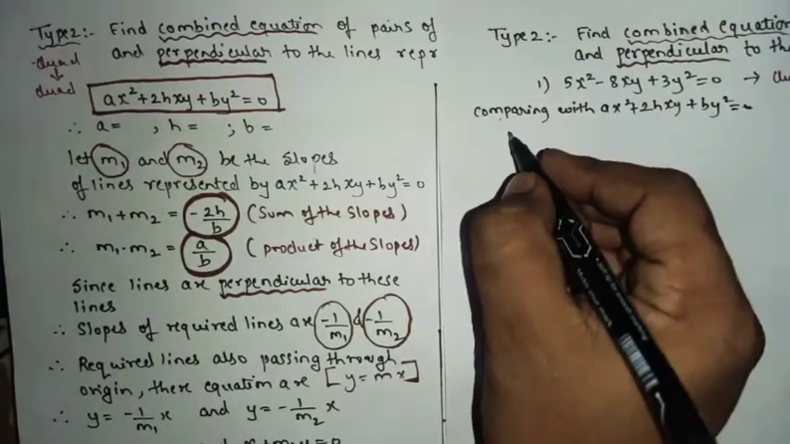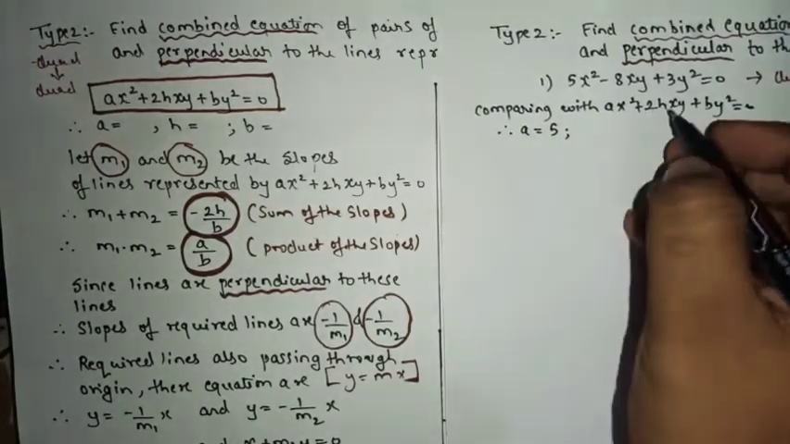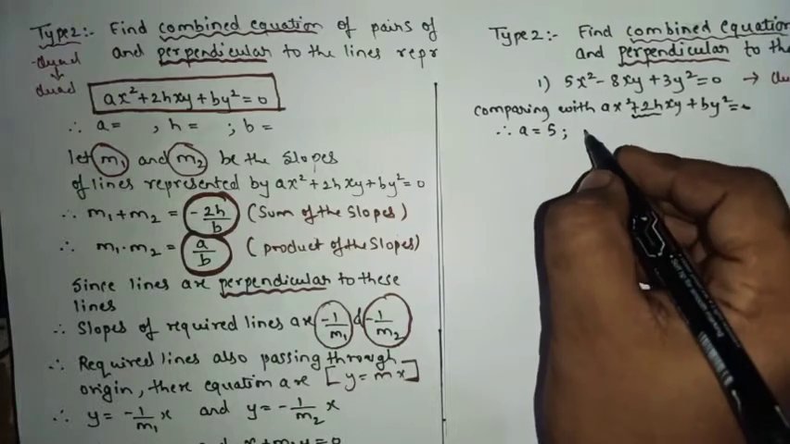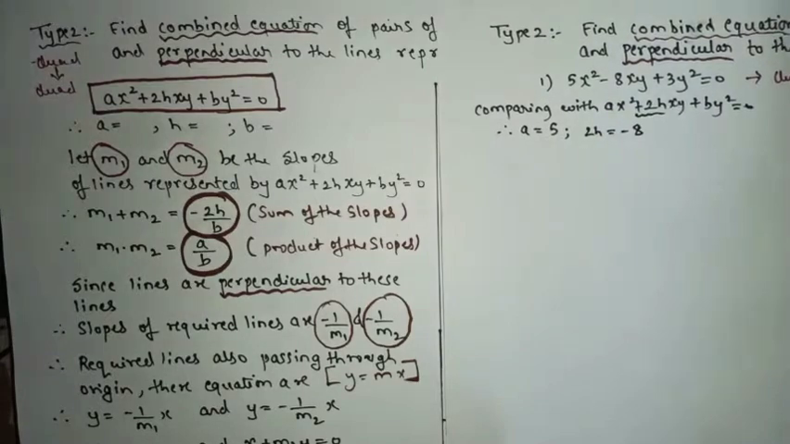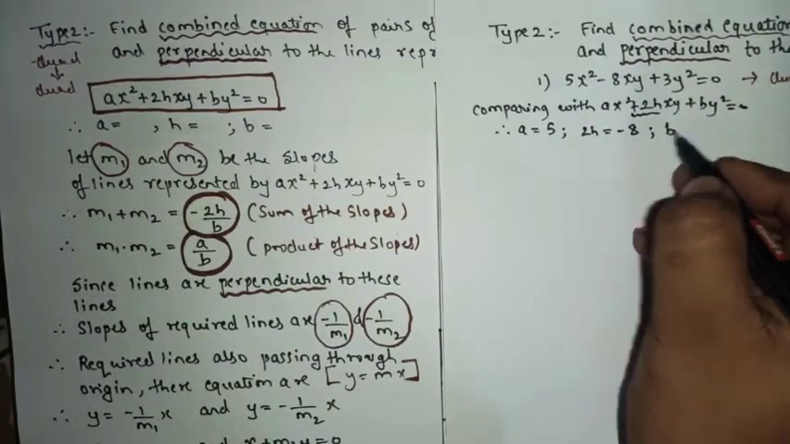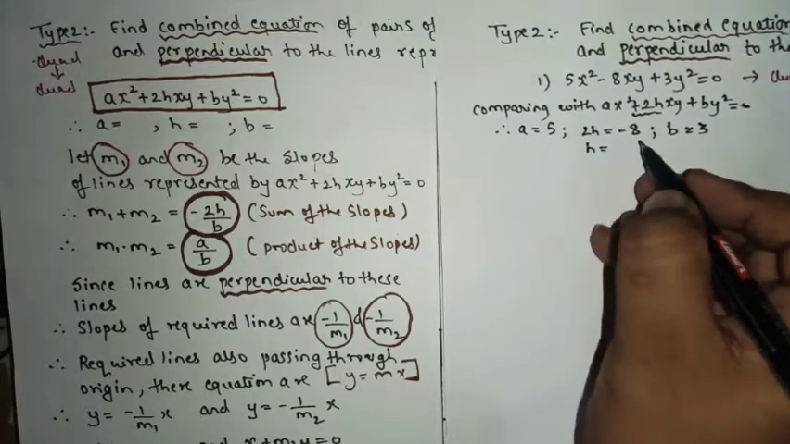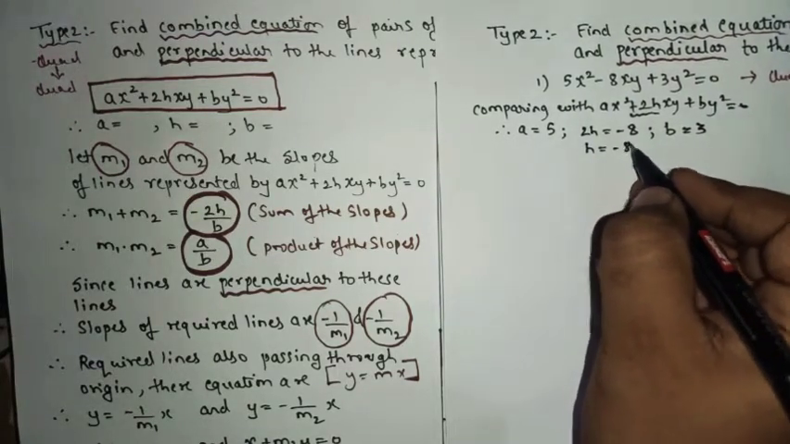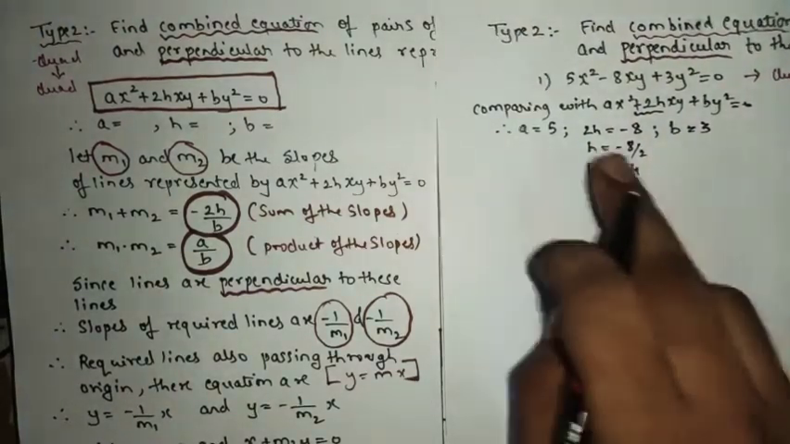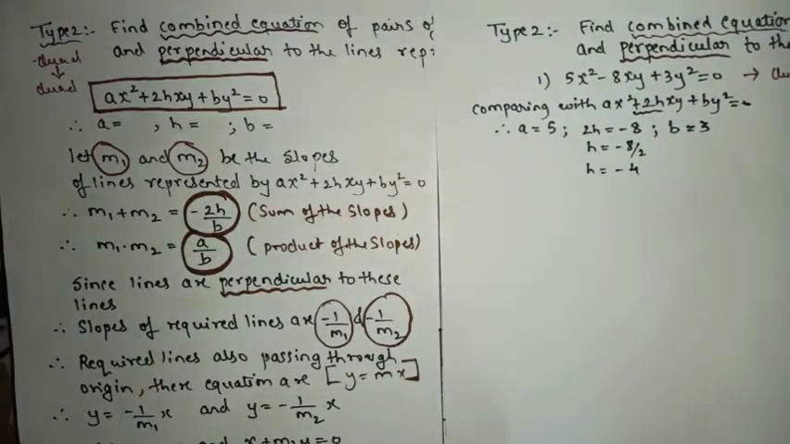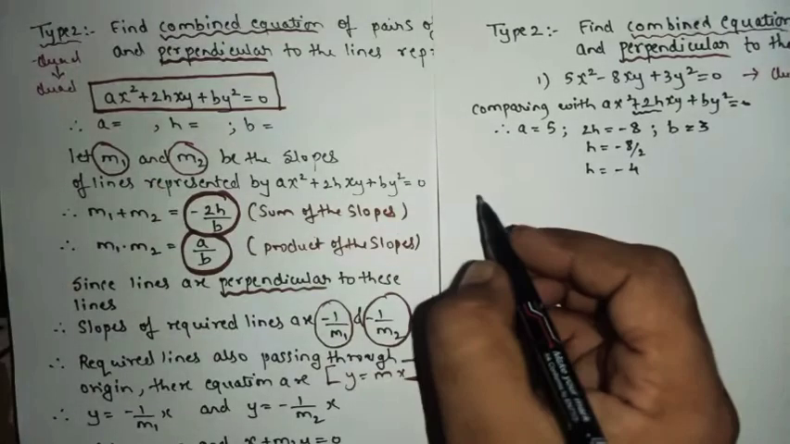So therefore the value of a will be 5. What is there in place of 2h? What is the coefficient of 2h? It is minus 8, it is not plus 8. And the coefficient of b is 3. Here the value of h will be minus 8 upon 2, so h we can write as minus 4 also, or you can keep it like that only, 2h equals minus 8. Okay.